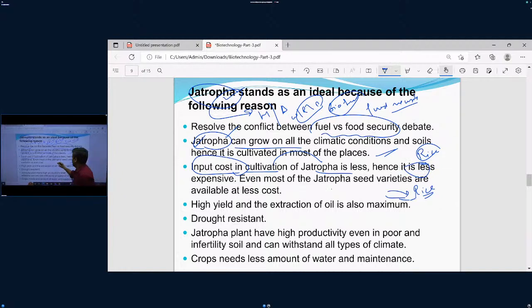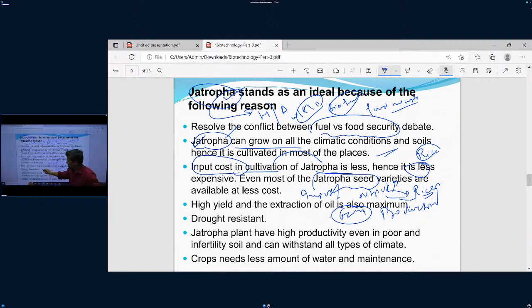And even the jatropha crops are available at a less cost. The cost is very less, so it is affordable for every farmer, middle class farmers and poor farmers also. So these are some important features. Even better, the yield of this crop is very high. In a small area, we can extract a large amount of biofuel. So when the input cost is less and output is high, and the productivity is also very high, it means it is fully beneficial to the farmer.